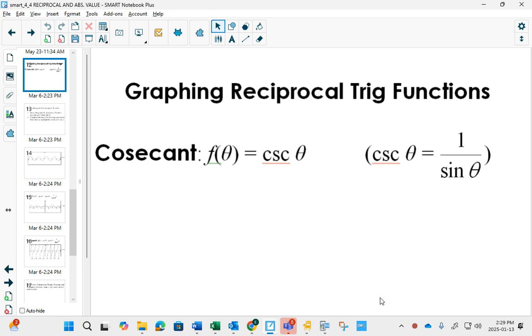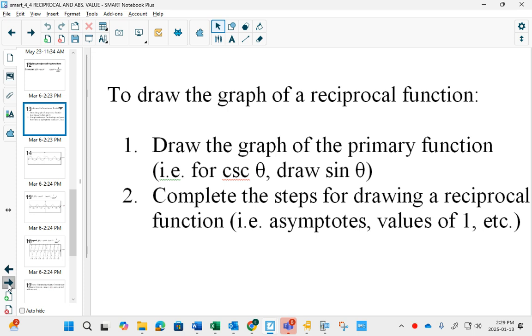You graph the bottom function first. So in this case, we would graph sine theta first. Once you have sine theta, then you go through all the steps for reciprocal functions, which is asymptotes. Wherever you have an x-intercept, you're going to draw an asymptote. If your graph goes off to infinity, you have an asymptote at y equals 0. And then we just take a bunch of nice points and see what happens.